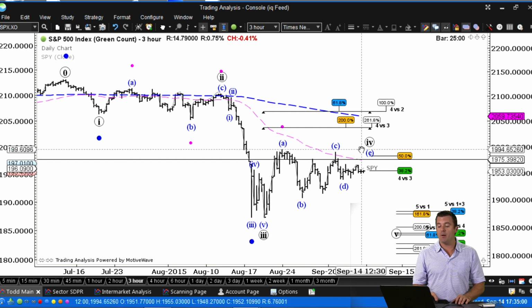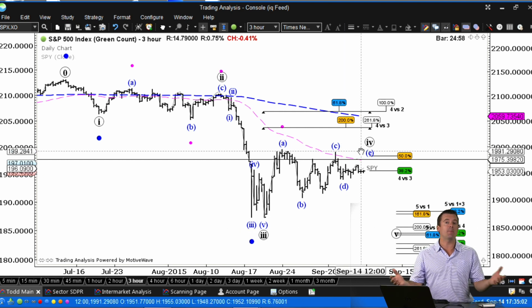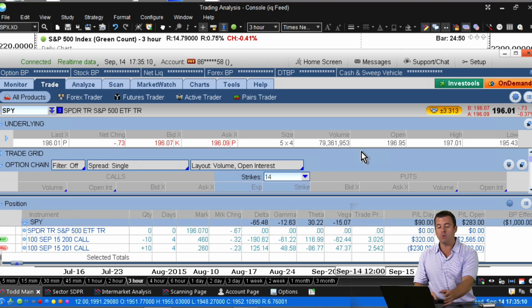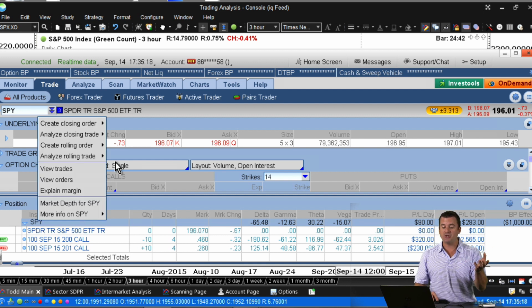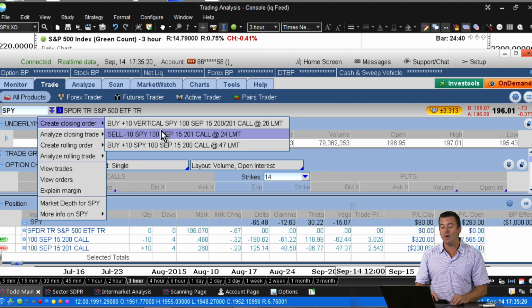If we get anywhere above 1992, I want to be out of this trade, and we are already short. Okay, so I'm going to look to add to this position. I do have the 200-201 call spread that we've been talking about. We have just 4 days to go, so I'm going to go ahead and try to carry that through the Fed meeting. The spread is still worth 20 cents. Okay, so we sold it for quite a bit more than that. So the trade's looking pretty good on the downside.